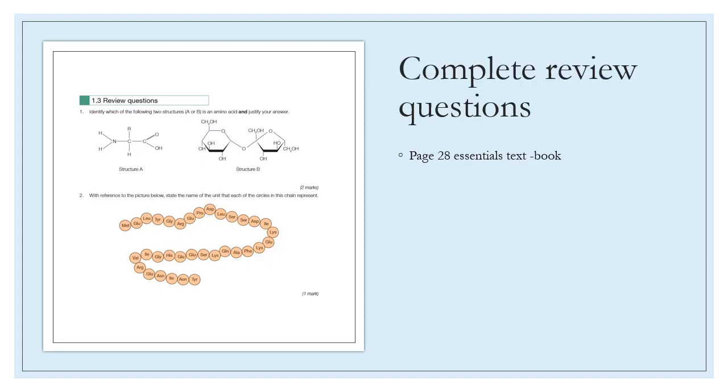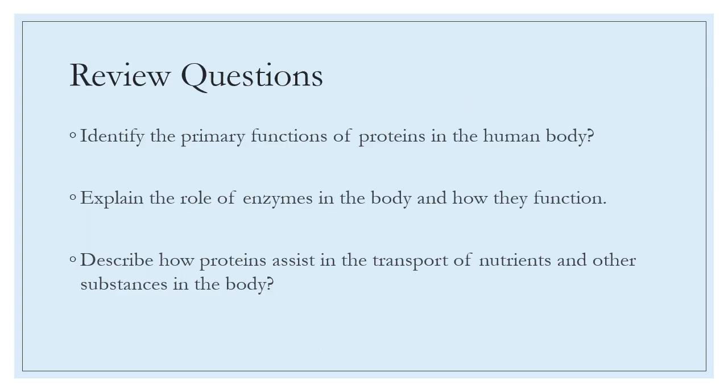So the last thing we're doing is completing our review questions in our textbook, page 28. Here are also some additional review questions to help with this specific PowerPoint. Can we identify the primary function of the body's proteins? Explain the role of enzymes in the body and how they function, and describe how proteins assist in transport of nutrients and other substances in the body. So for example, like hemoglobin.